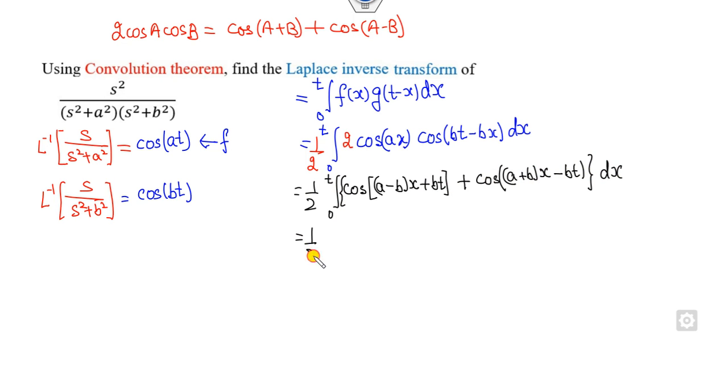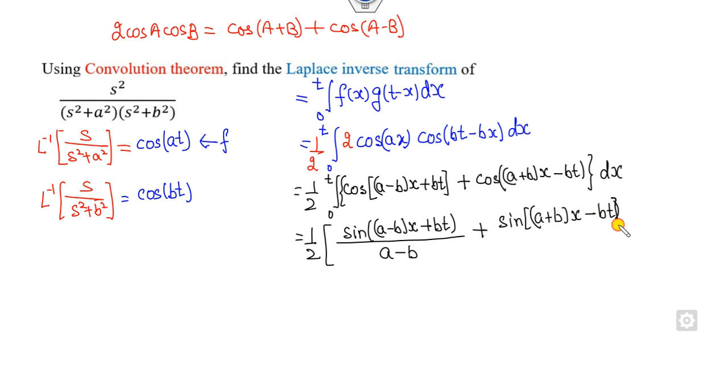Now you have to integrate this with respect to x. So it's sine of a minus bx plus bt divided by a minus b, plus sine of a plus bx minus bt over a plus b, from 0 to t. Now you can substitute this value. It's a half. When I substitute t, bt will be cancelled out. So it's only sine at divided by a minus b plus, if I substitute here, again bt will be cancelled out.